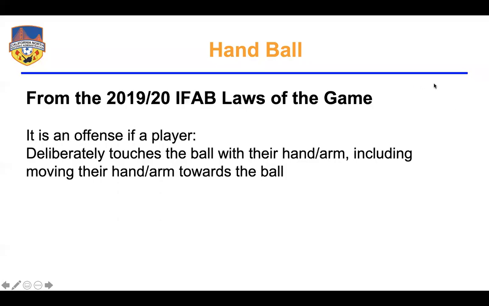So anyway, it's an offense if the player deliberately touches the ball with their hand or their arm. A little bit of added language this year is including moving their hand or arm towards the ball. I think that inclusion of those few words really helps us to clarify that we really want to be looking for situations where players move their hand toward the ball or their arm toward the ball. That needs to be a really defining feature of a potential handball decision. If the hand moves toward the ball, that's going to increase the likelihood that we have a handball decision.